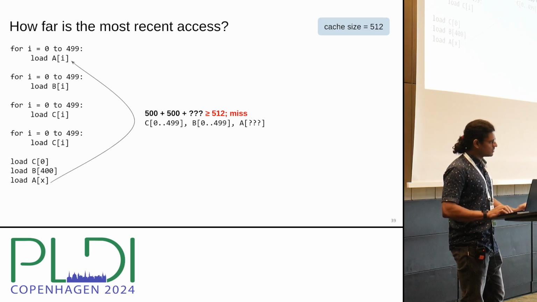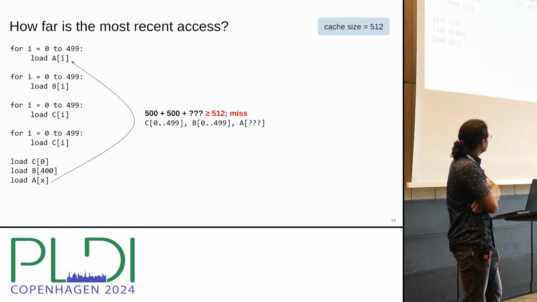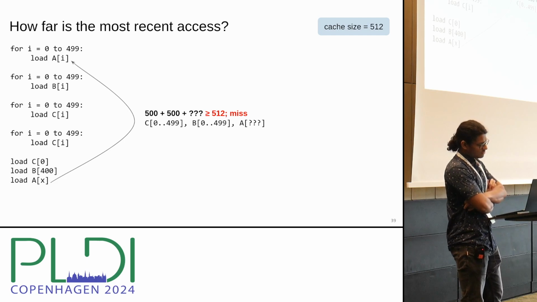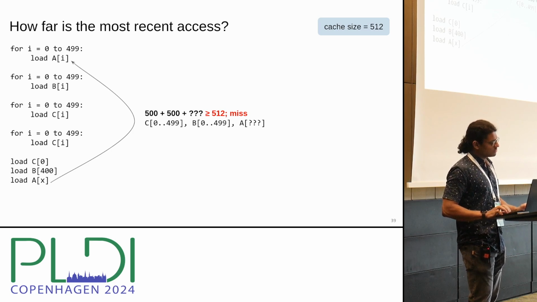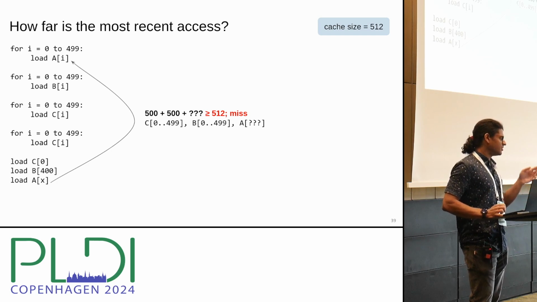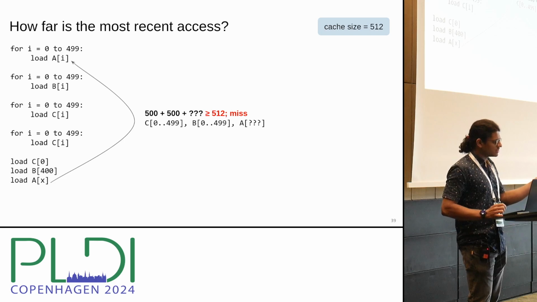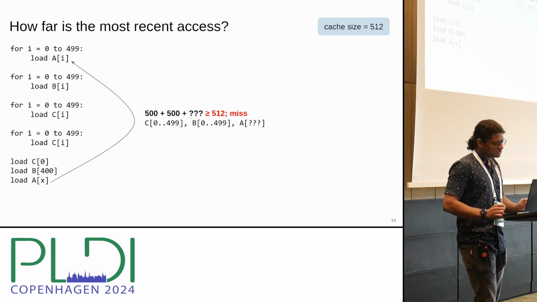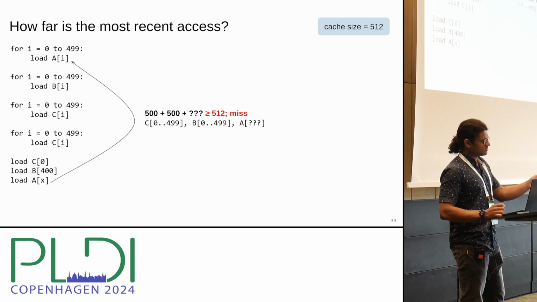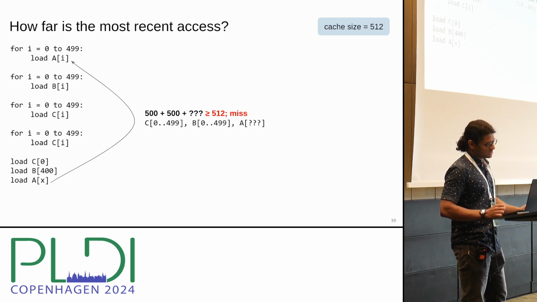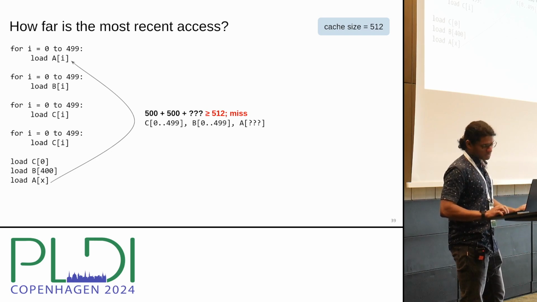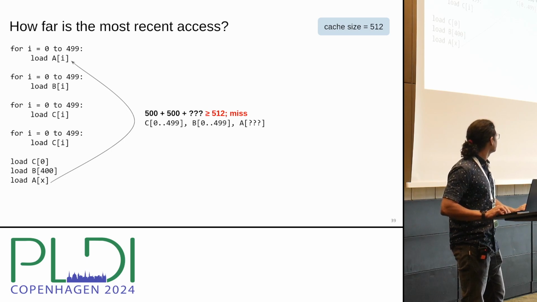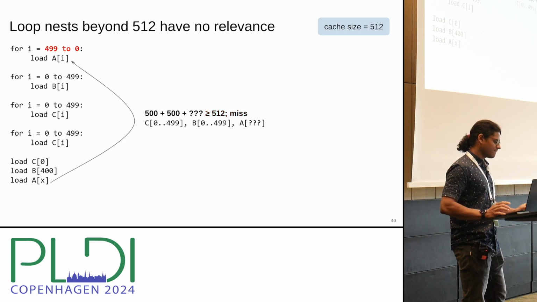The interesting part here is for A. Even though we don't know which location is being accessed, we still know it's going to be a miss for sure, because we have the B and the C loops in between. Even if you don't look into which iteration the dependence goes to, you still know that at least 500 plus 500, so 1,000 unique elements are accessed in between by these loops, which is more than 512, so it's a miss for sure. And this is what we're going to exploit to do some optimizations here.